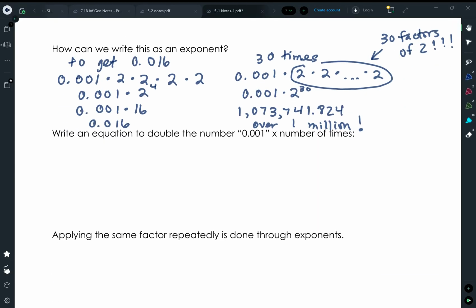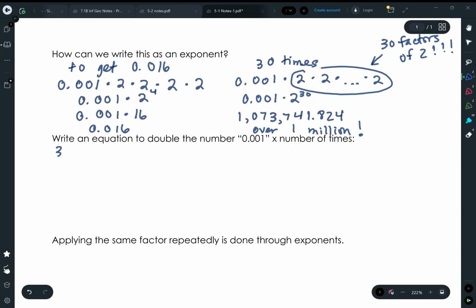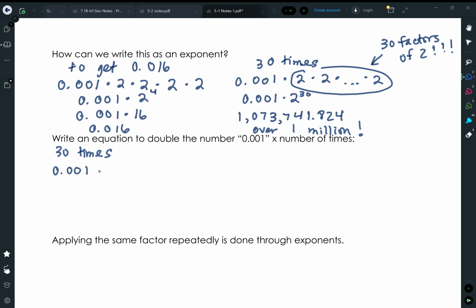So write an equation to double 0.001 x number of times. So if I wanted 30 times, remember what I had to do is I had to write 0.001 times 2 to the 30th. So that's for the 30 times. So if I want to do x times, I'm going to have to write 0.001 times 2 to the x power for x times. So applying the same factor repeatedly is done through exponents. That's the heart of what we're doing today.